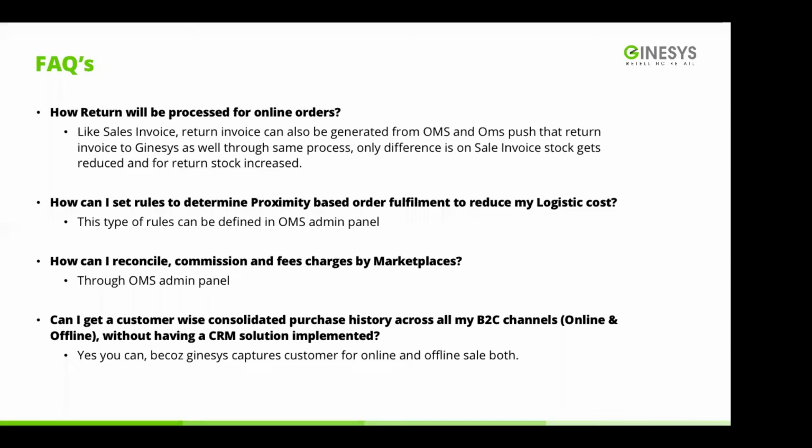How can I set rules to determine proximity-based order fulfillment to reduce my logistics cost? You can do that through an OMS panel. It has nothing to do with Ginesys right now. You can do it through the OMS panel. How can I reconcile commissions and fees charged by the marketplace? Ginesys cannot do that. Obviously, you should talk to your OMS partners for this.